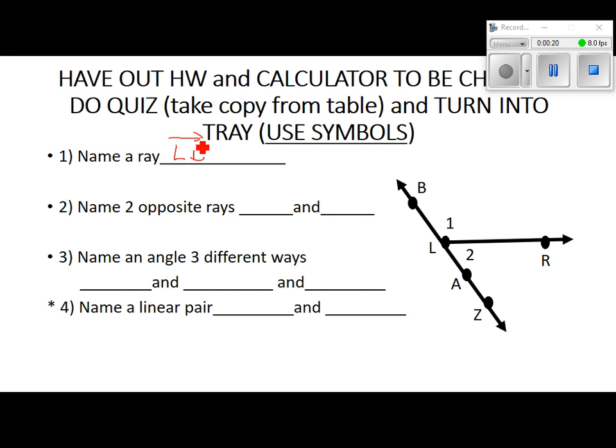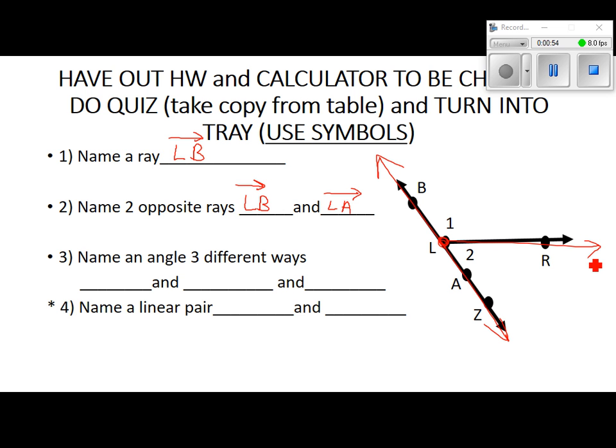So make sure you use the symbol. Name two opposite rays. Ray LB and ray LA. Ray LB goes from here out that direction, and ray LA goes the other way. What else would have worked for that second one? Ray LZ goes out this way. How about ray LR, would that work? No. Why not? Because it doesn't make a line. Alright, they're not opposite rays.